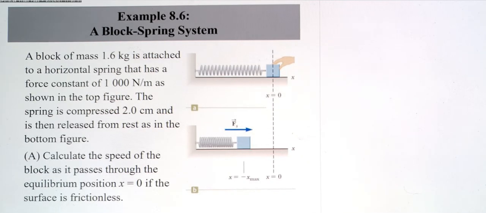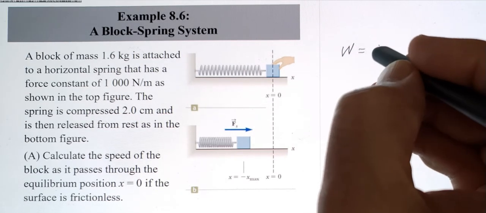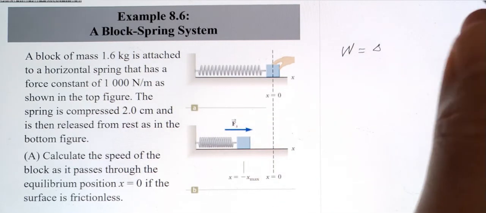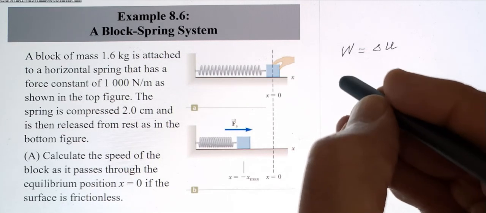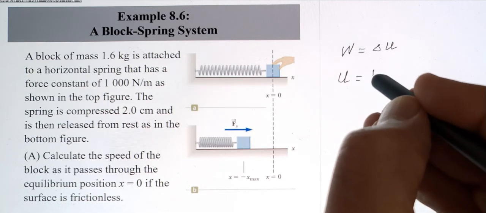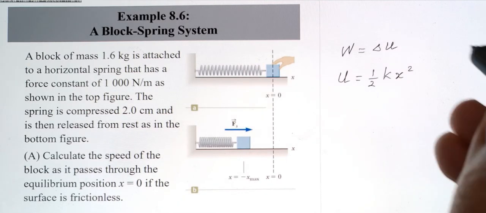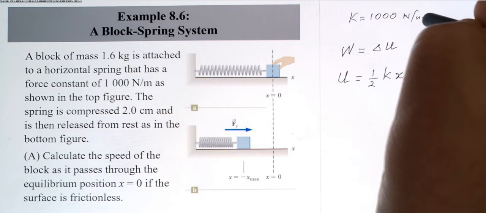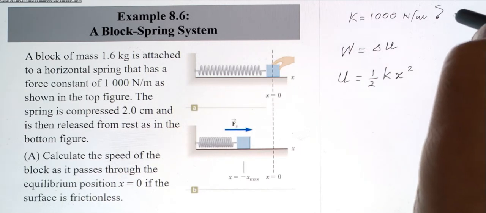Okay, so we have a case. It's like chapter 7. If you still remember, work is equal to the change in potential energy. We can call it U. So what is the potential energy of a spring? It's half kx square. So he gave us the value of k, and he told us that the compression is 2 centimeters.